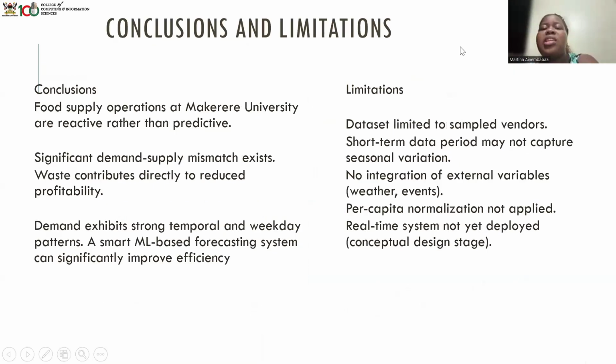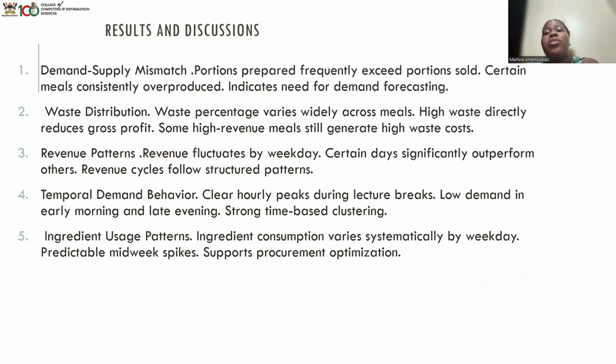So from the visualizations and the exploratory data analysis that we have done, the results that we have come across show that there is a demand supply mismatch. The food that is prepared is not equal to the food that is asked for, and that's why there is wastage. We also have waste distribution, which I've talked about earlier. We have different meals that are being wasted, and this is going to reduce the gross profit of the vendor.